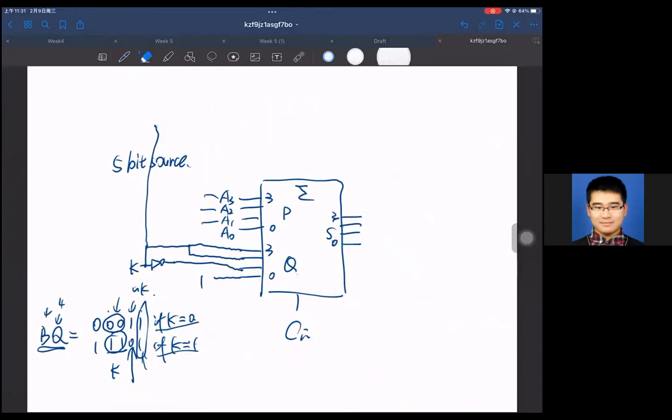Let's just remove it. Oh, wait, I went too far. Not really. So this is our input.